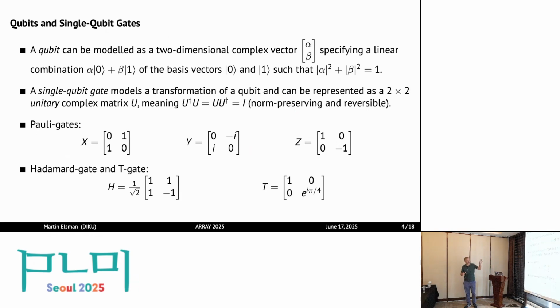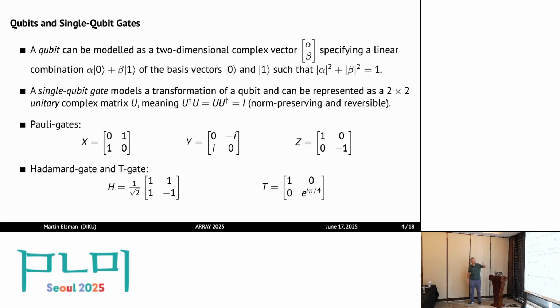So just to set up a little bit more here, we talk about these qubits. They are modeled as two-dimensional complex vectors. They specify this linear combination, and then we have these basis vectors, 0 and 1, using this Dirac notation. And there's this property that alpha squared plus beta squared equals 1.